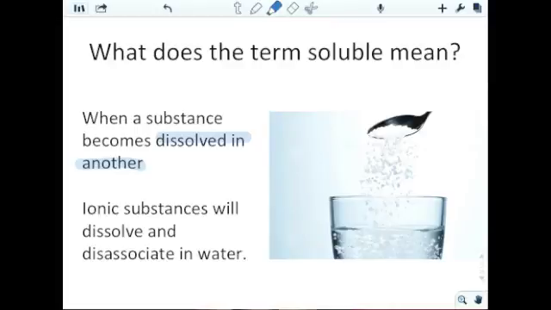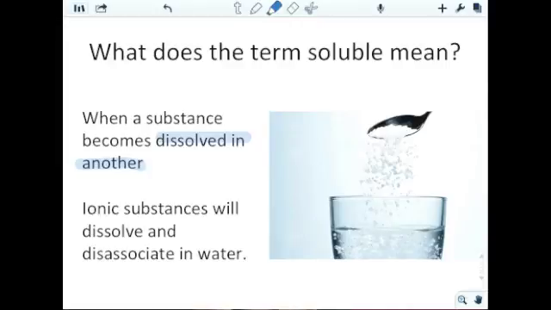So when we're looking at ionic compounds, normally ionic compounds will dissolve in water. We usually say that covalent compounds do not dissolve in water. So when ionic compounds dissolve, we say that they dissociate in water. They break up into their ions.